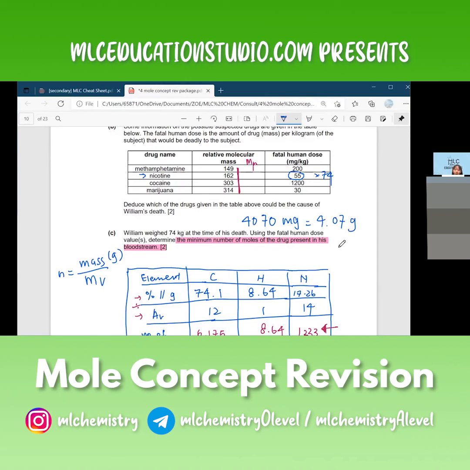Okay, so just sub in the formula. Number of moles equals 4.07 gram divided by the Mr. The Mr is given, 162. Okay, any question for question 31?